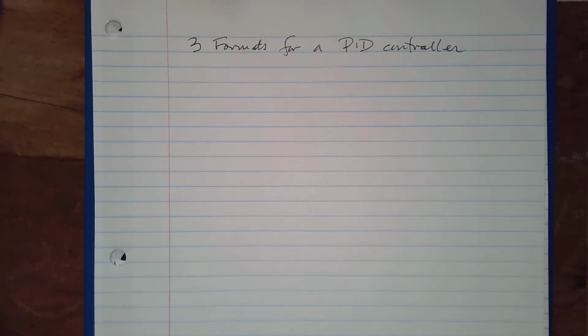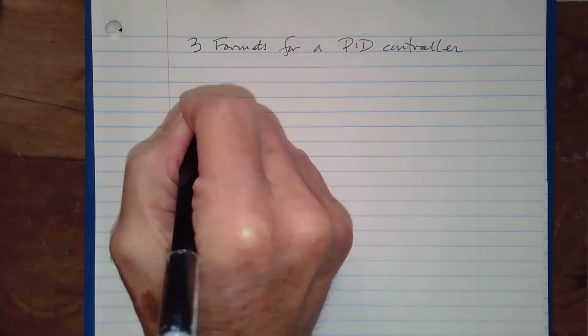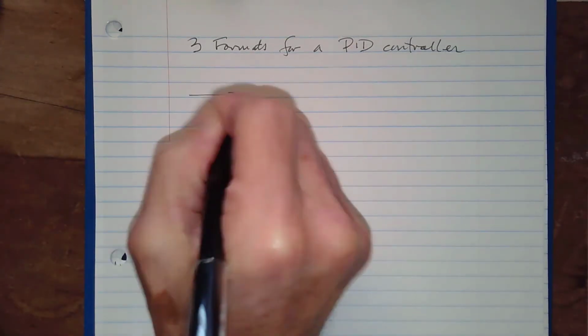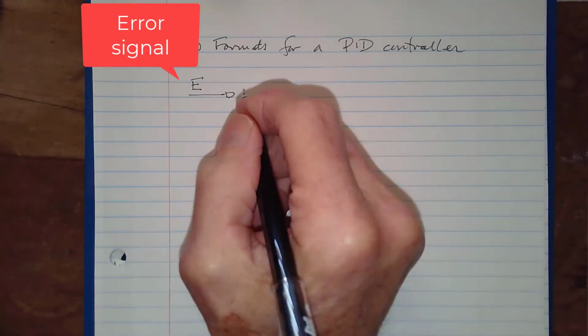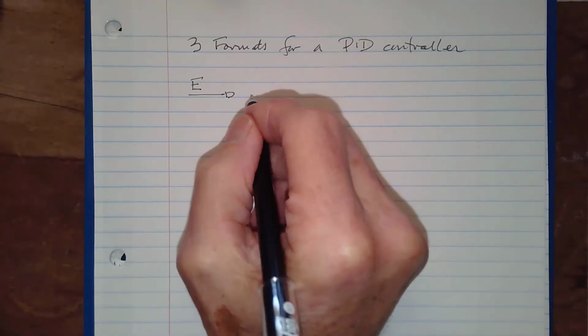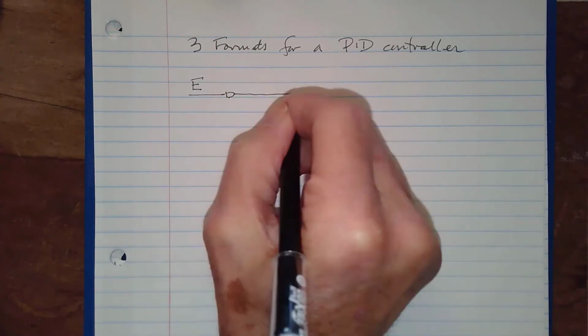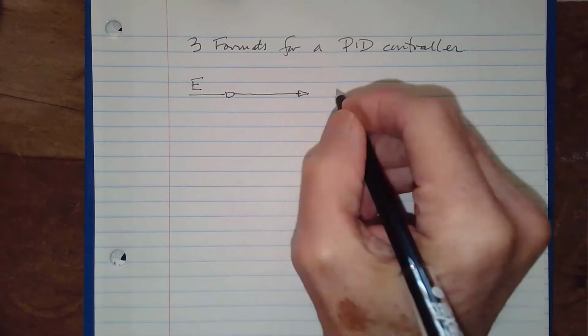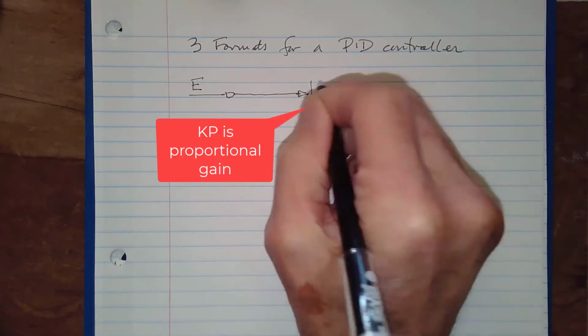Now, the most common form, or the form that we're most used to at this stage of the game, is a form that looks like so. We have an input coming in, and of course that's the error signal. And there are various things that we can do with it. The first thing that we do, let me draw it over here a little bit more, for the first possibility, we run this through a proportional gain.